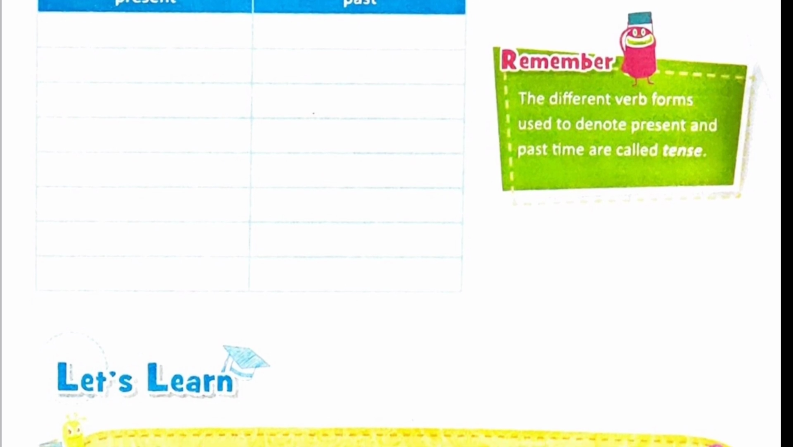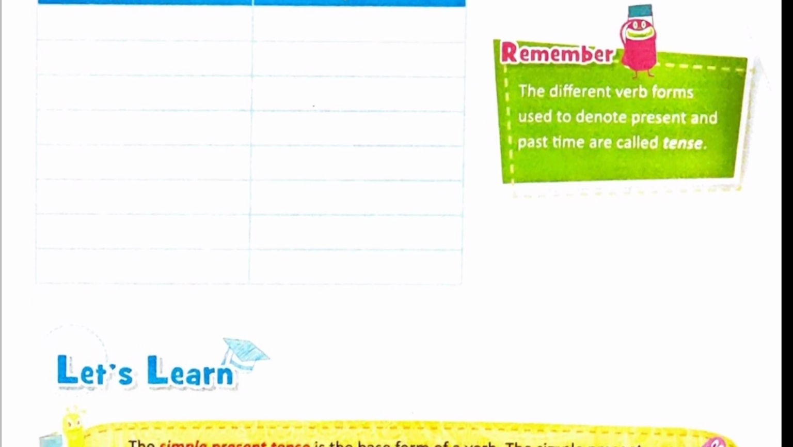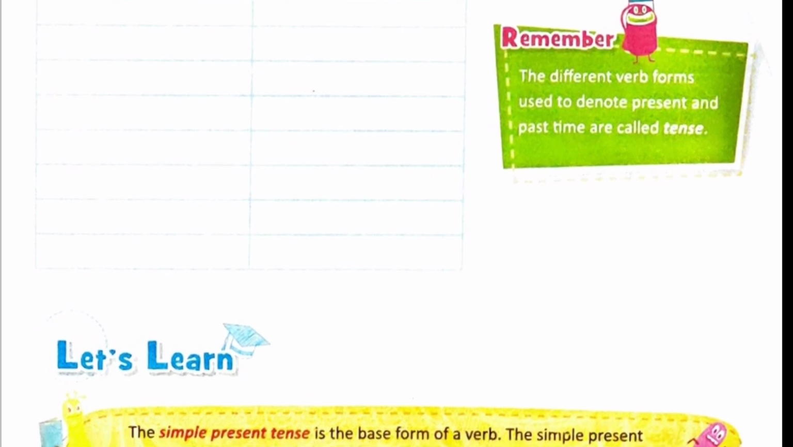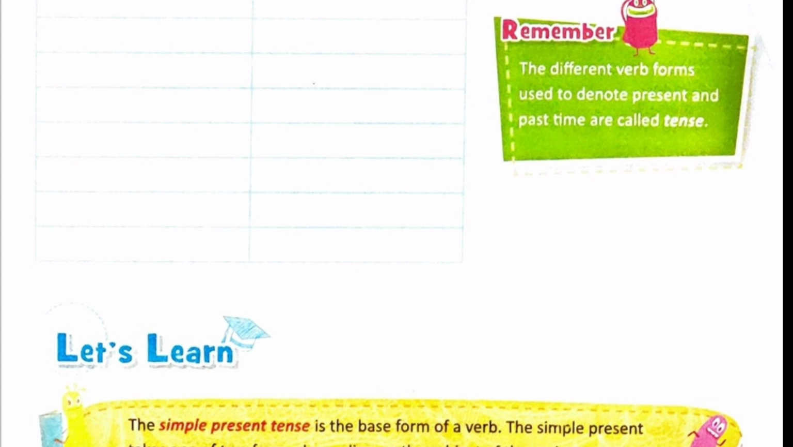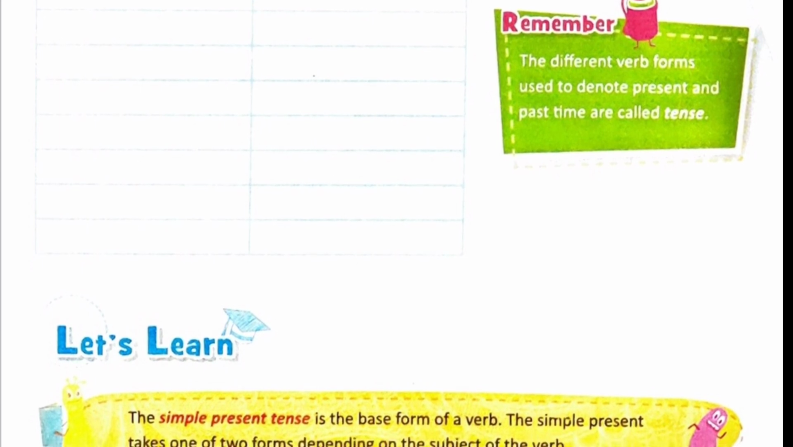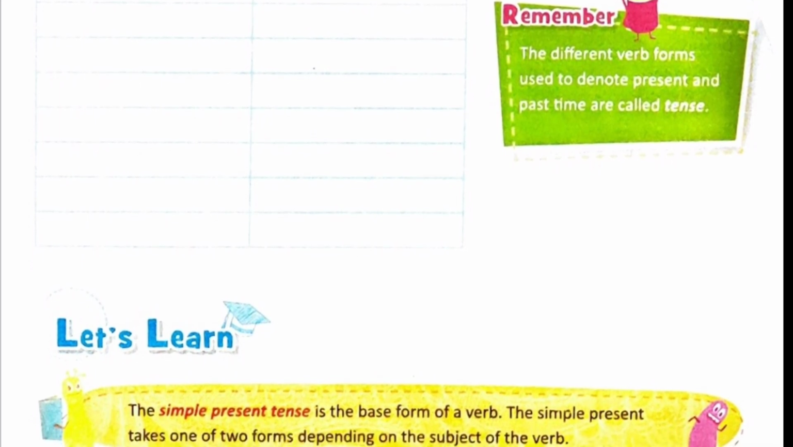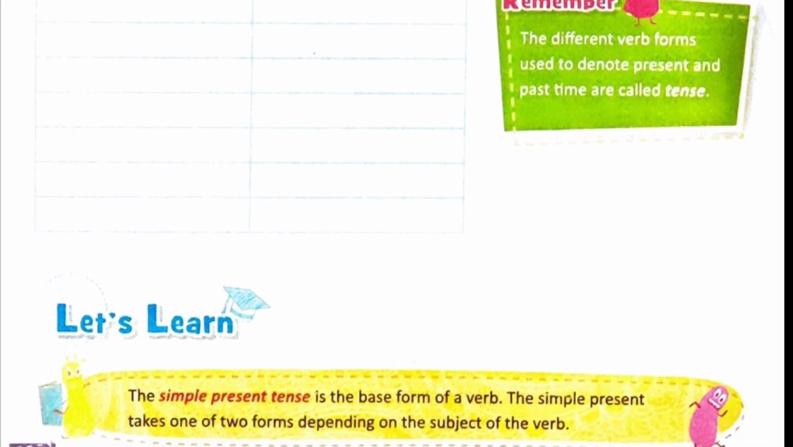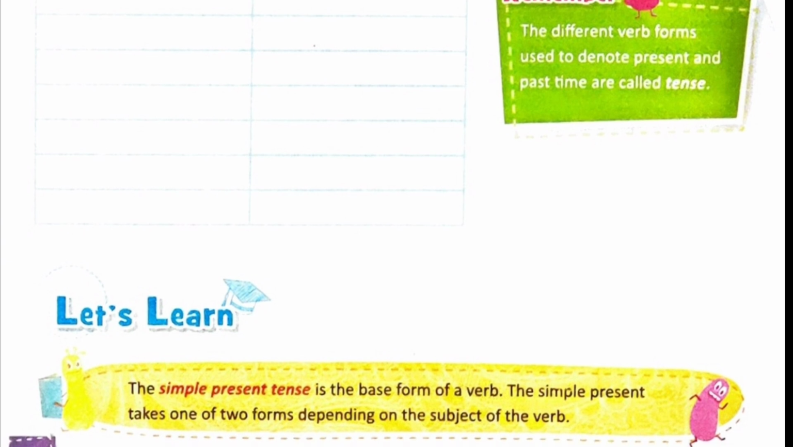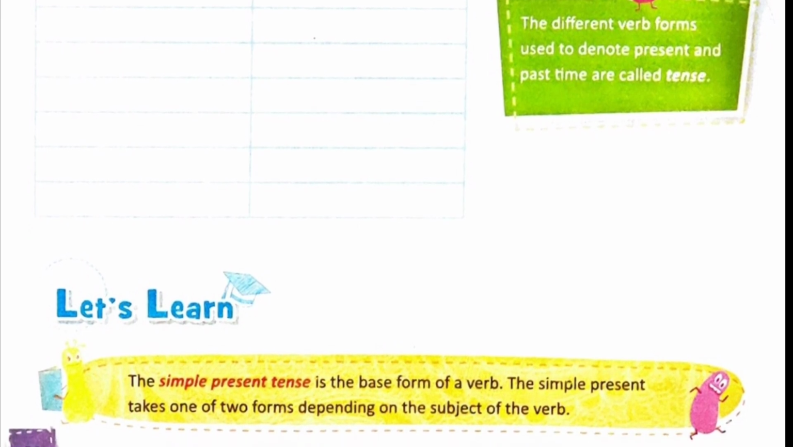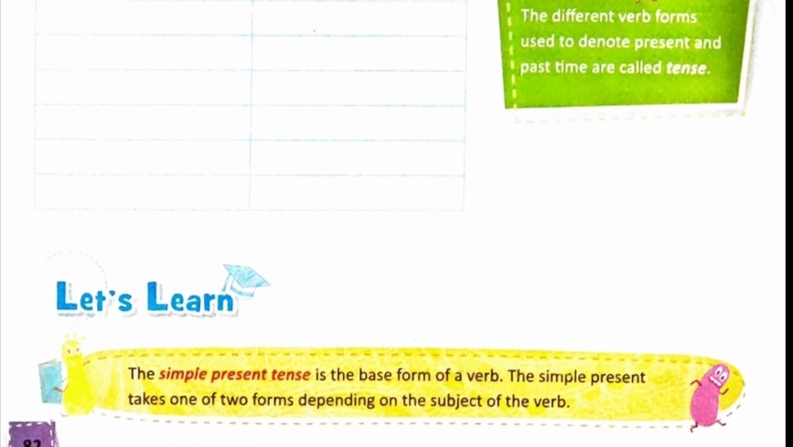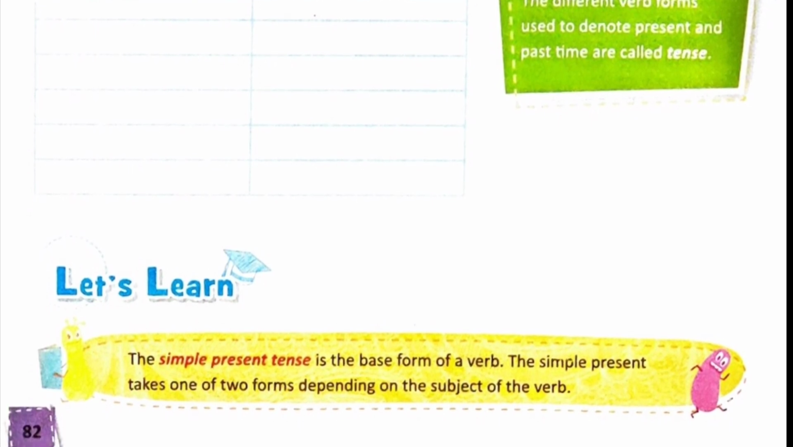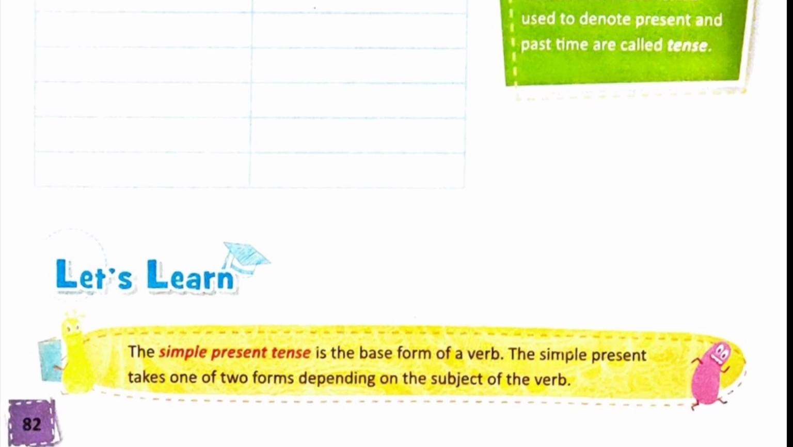Now the let's learn column says, the simple present tense is the base form of the verb. The simple present tense takes one or two forms depending on the subject of the verb. Again, we have done this in the previous video, that if the subject is singular, the verb will also be singular and will be written with an S, ES or IES. Whereas if the subject is plural, the verb will also be plural, and verbs are plural when they are written without S.